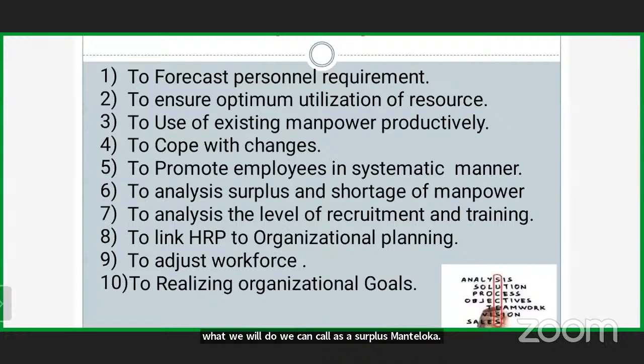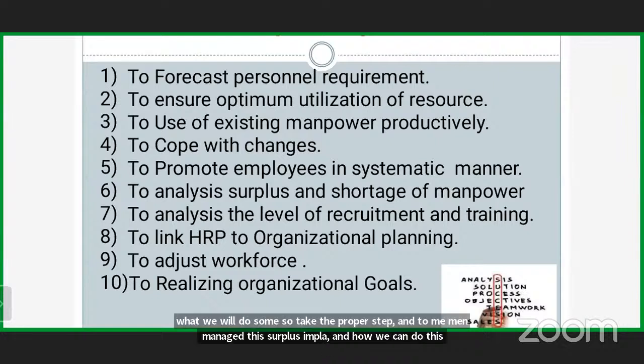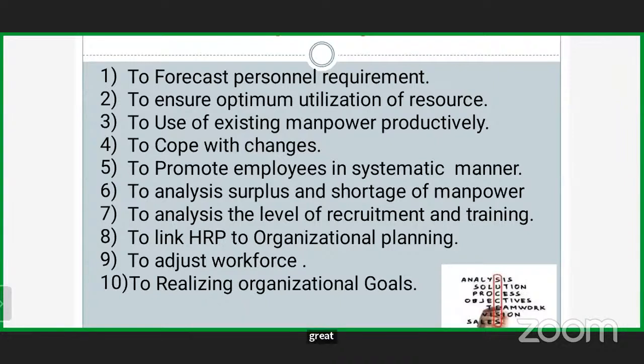Now, surplus of manpower means the organization should take proper steps to manage the surplus employees. And how can we do this? We can terminate the manpower, right? Retrenchment, termination is possible. Through employee termination, we can manage the surplus, right? Or we can take a variety of other steps here. Based on this, we can manage the surplus of manpower in the process, right?